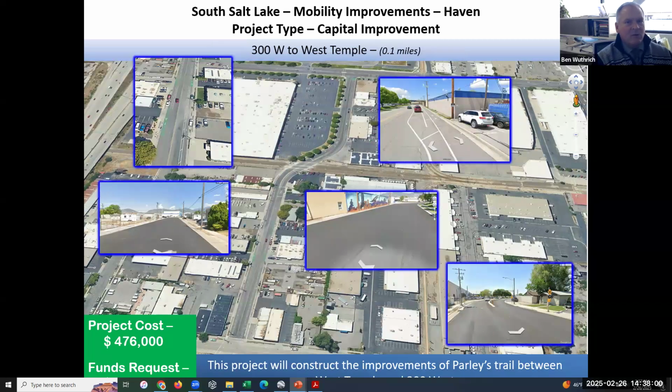Next project is mobility improvements along Haven. This is in South Salt Lake between 300 West and West Temple, about 1/10 of a mile in distance. This is to provide sidewalk and missing active transportation components where missing. Estimated cost is $476,000. Funds being requested are $443,000 plus.